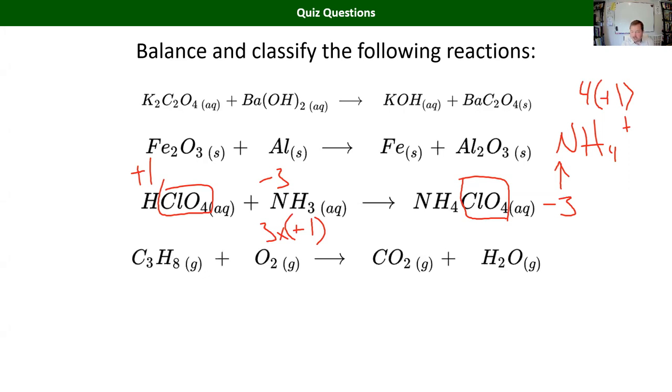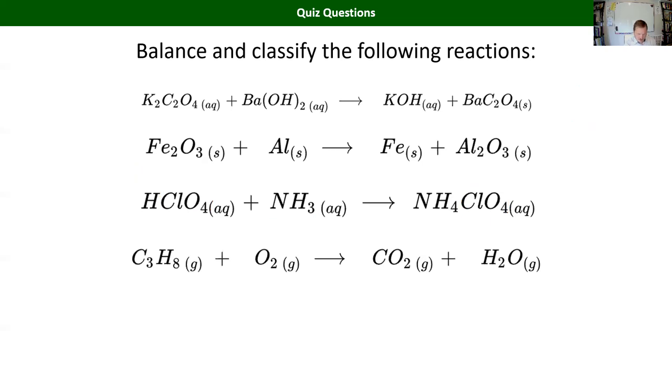So our nitrogen didn't change oxidation states. Our hydrogen was all +1 before and after. Our perchlorate is still perchlorate, which means none of its oxidation states changed. So the fact that you can look at both sides and see all the same atoms, all with the same oxidation states, tells us it must not be redox. This is definitely not redox. So complexation, or Lego, I'll even accept that, a Lego reaction.